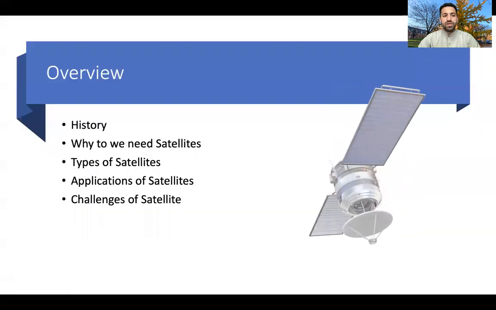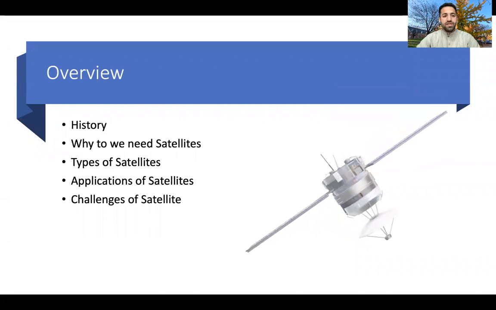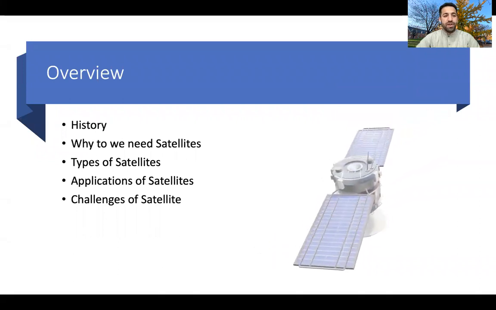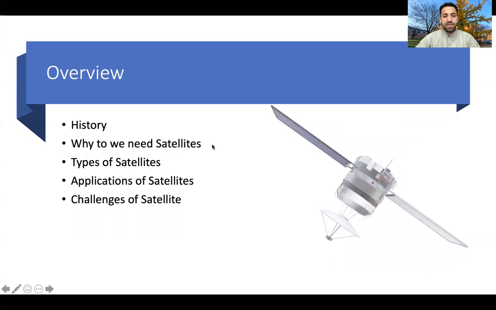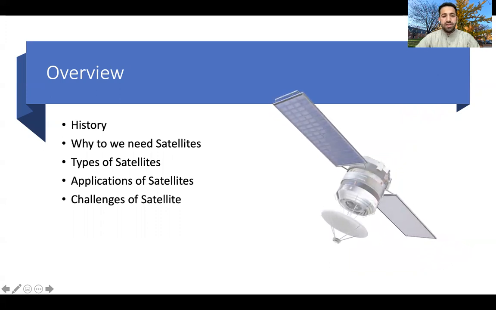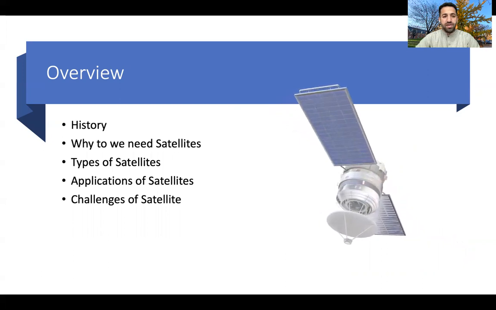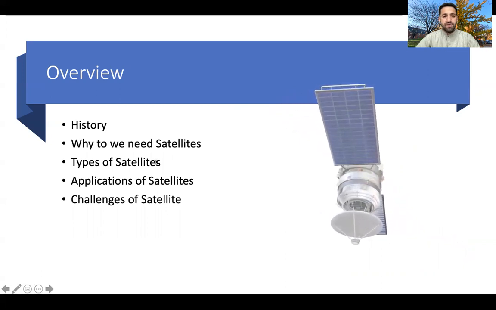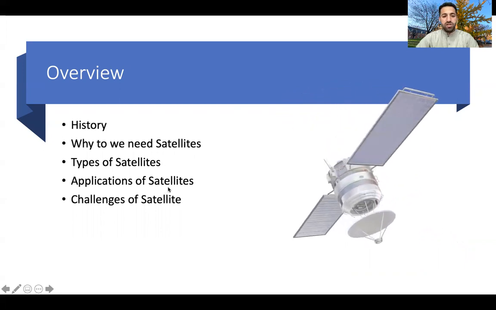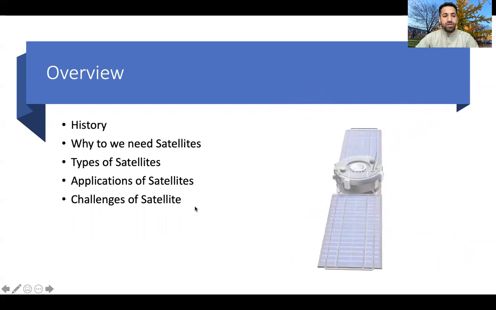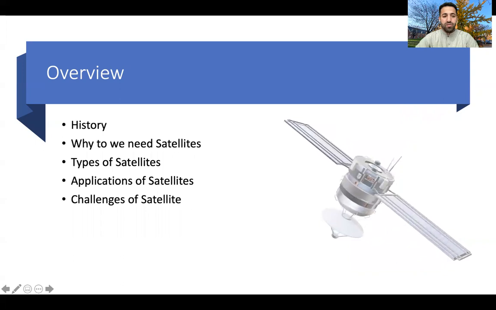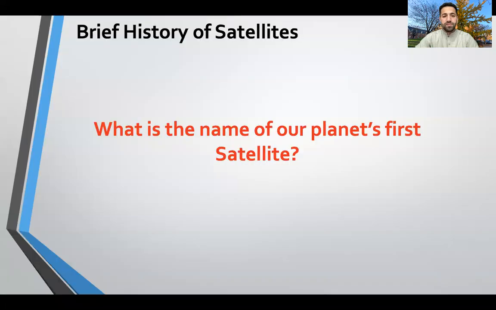So we will start our discussion with a brief history of satellite communication system. Then I will answer the question, why do we need satellites? I will explain the logic and principle behind using satellites. Then we will do the classification of satellites based on its orbit. And also we will name some of the applications of satellite communication system. And finally, we will talk about some of the challenges that satellite communication system have.